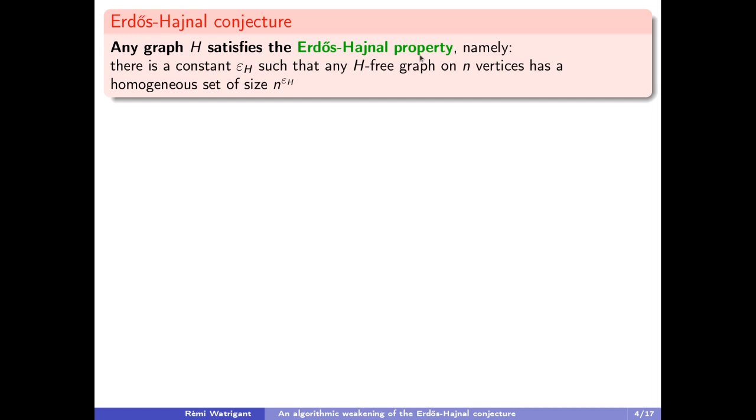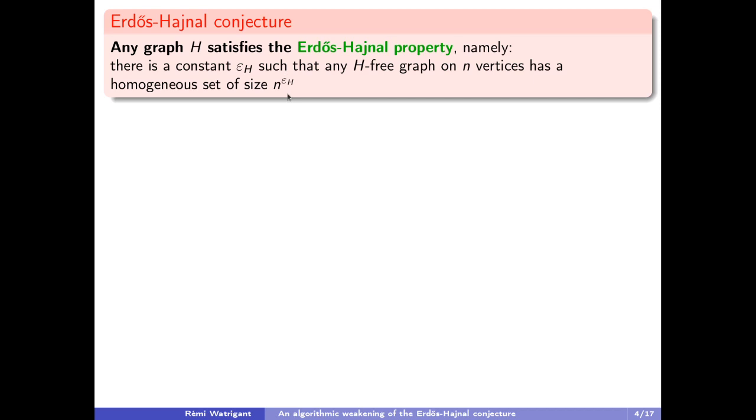Erdős-Hajnal property is the following. There's a constant epsilon, which depends on H, such that any H-free graph on n vertices must contain a homogeneous set of size n to the power of this constant epsilon. So it either has a clique of this size, or an independent set of this size.